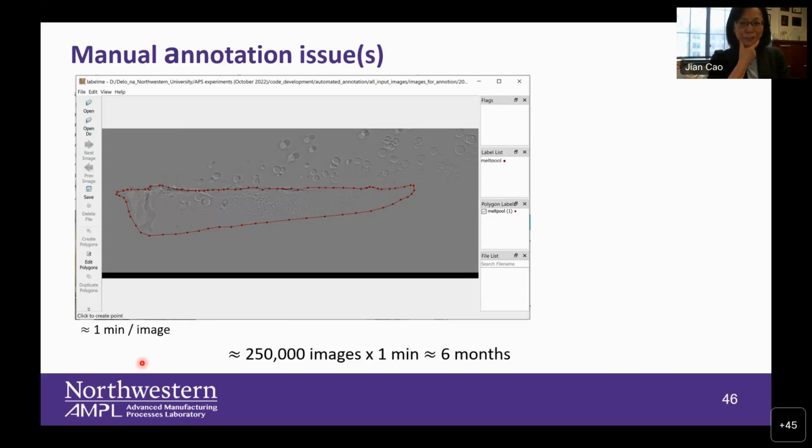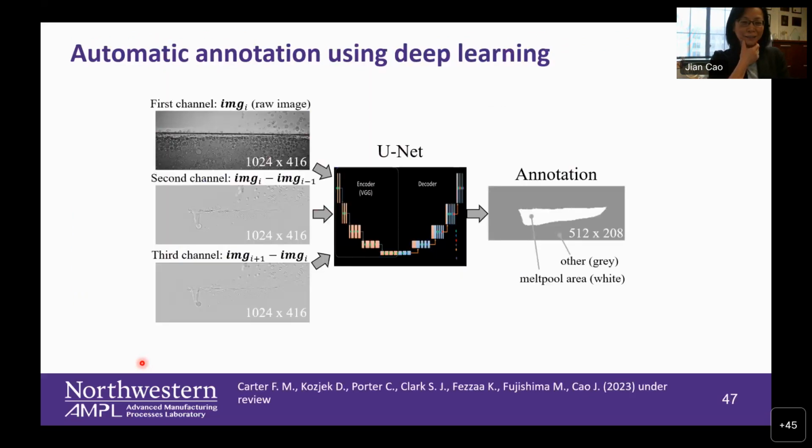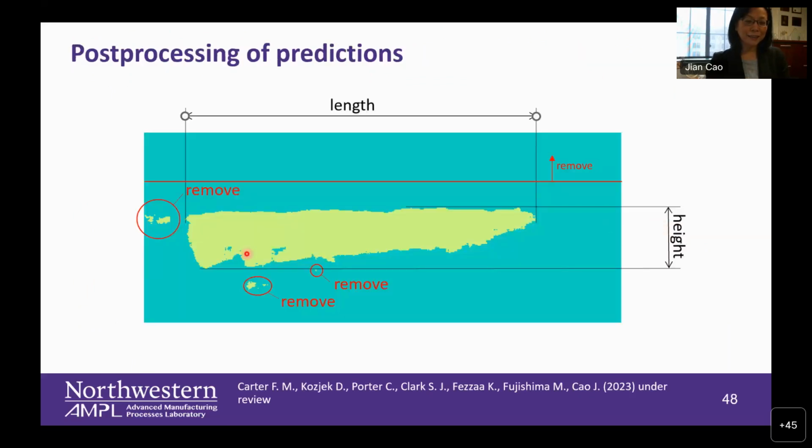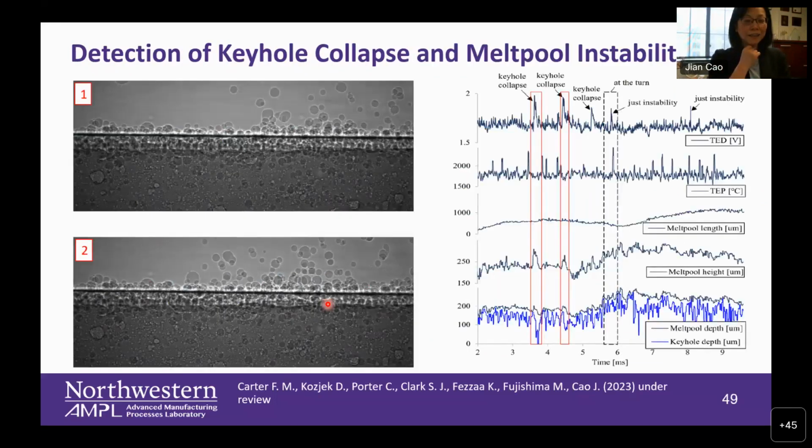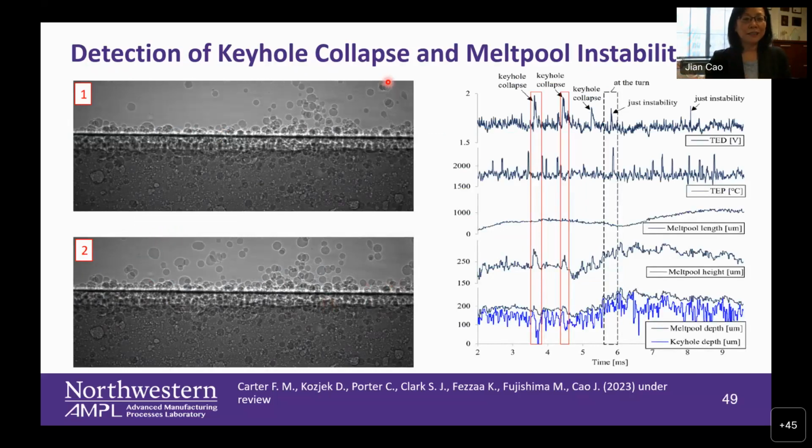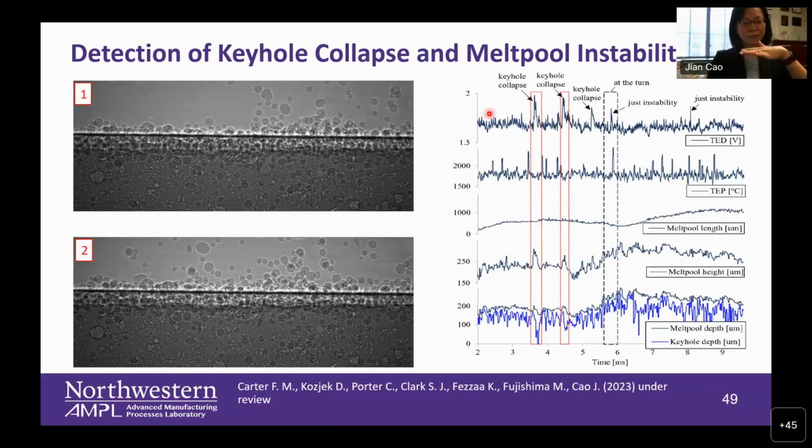So this is a perfect occasion to use deep learning to help us annotate the melt pool. That's the first step. And then some of the other things, which are not realistic coming from the prediction, we have to remove based on understanding about the physics after it's done. And then we try to correlate the melt pool depths as well as the top signal coming up.